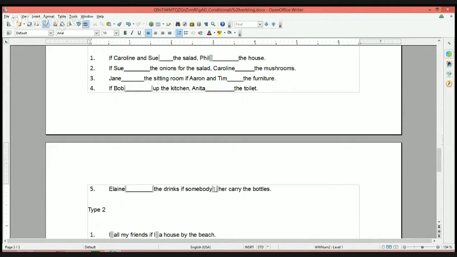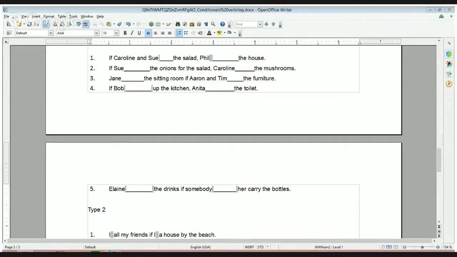And number 4, we're back to Laura. So Laura, for blank number 1, use clean, and blank number 2, use polish. If Bob clean up the kitchen, Anita will polish the toilet. Excellent. Just make sure you have an S on the end of cleans because it is third person singular. Yes, if Bob cleans up the kitchen, Anita will polish the toilet. Awesome. Thank you very much.